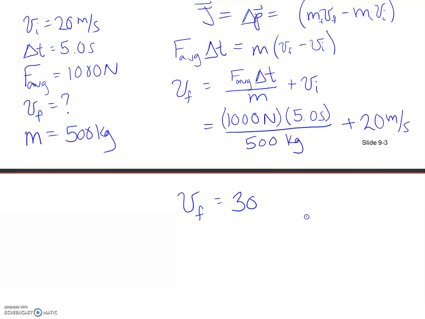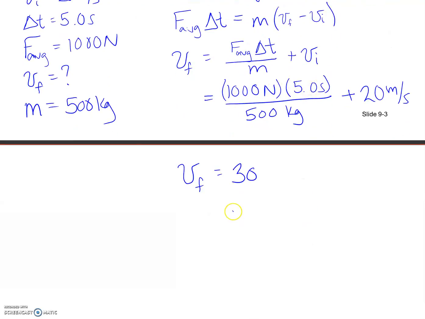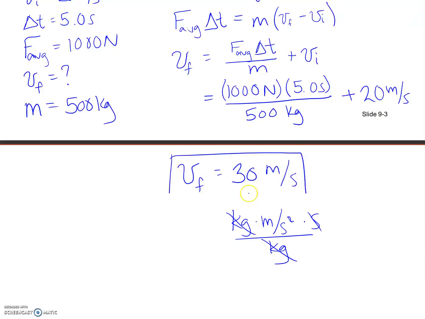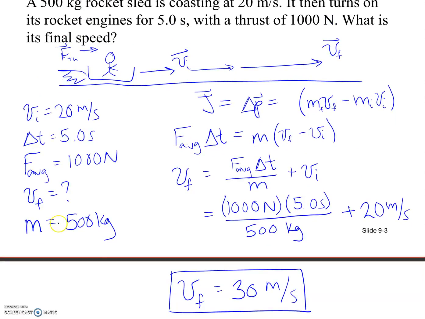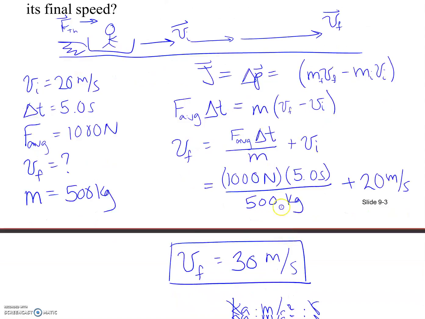And then let's take a look at these units. Here I have a Newton times a second. A Newton is a mass with acceleration times a second divided by kilograms. Kilograms cancel. One of these cancels. And I'm left with meters per second in the first term. And I have meters per second in the second term. Gives me meters per second. So, does that make sense? Yes, it does indeed, because we do expect the rocket to speed up if it turns on its engines. All right.